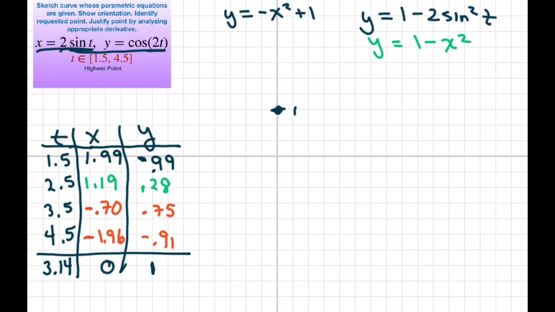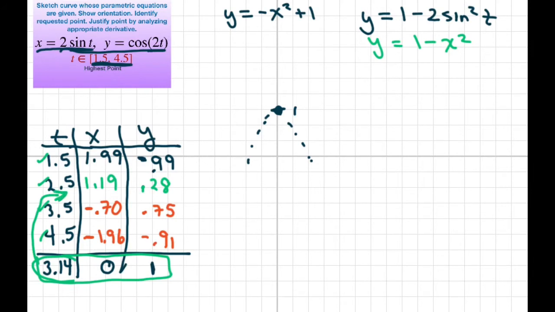Since we already know what this looks like, this helps us, because it's kind of hard to guess and check which values to choose here. So I went ahead and chose 1.5, 2.5, 3.5, 4.5, and I also chose pi. I did this one last. This is pi.